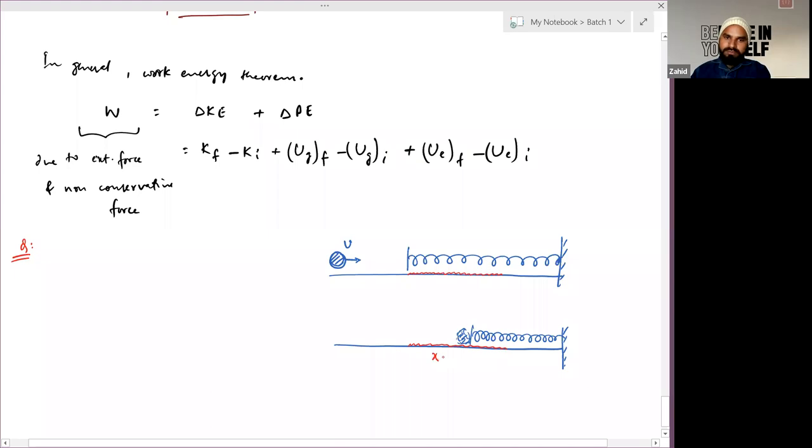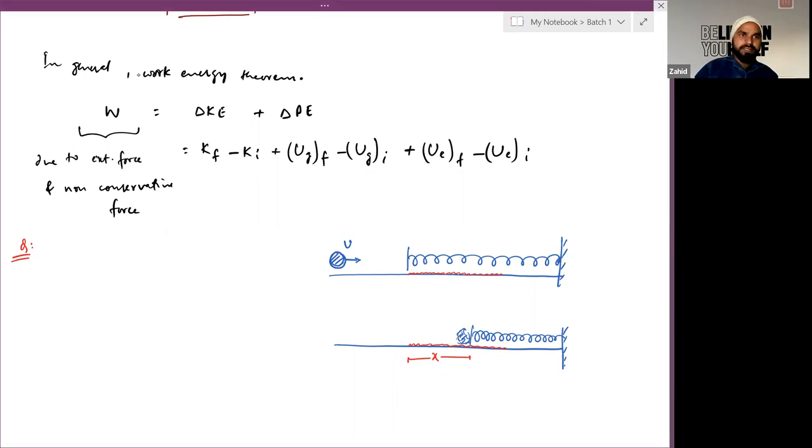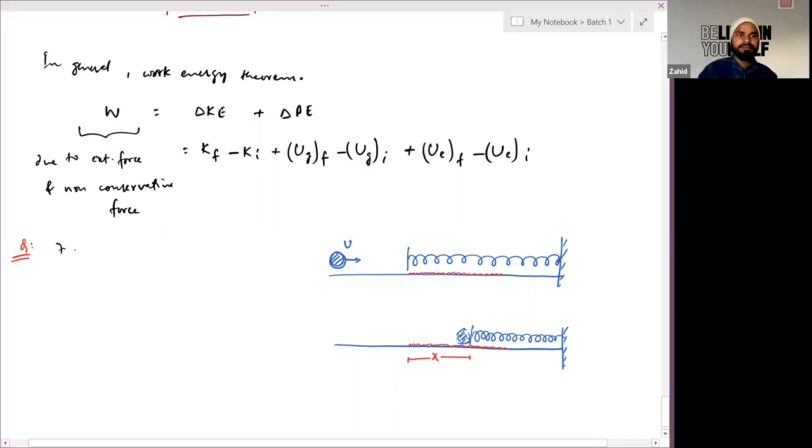So the displacement from this will be like this. So we have to calculate, find the maximum compression in spring. So how to define it? Use the above work energy theorem.